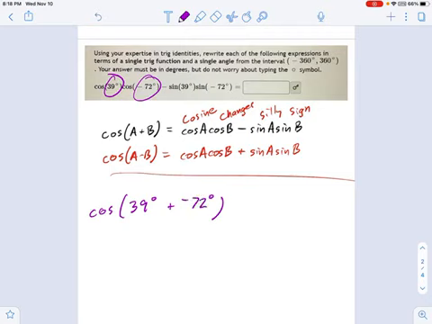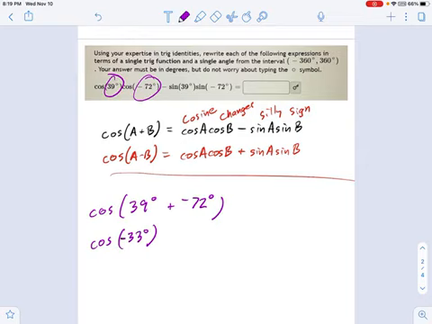Okay, so this might be the hardest part. What's 39 minus 72? Oh boy. Come on. It's late. Don't judge. Internet says it's 33 degrees. Great. So that becomes cosine of 33 degrees. And it's negative because it's 39 minus 72.